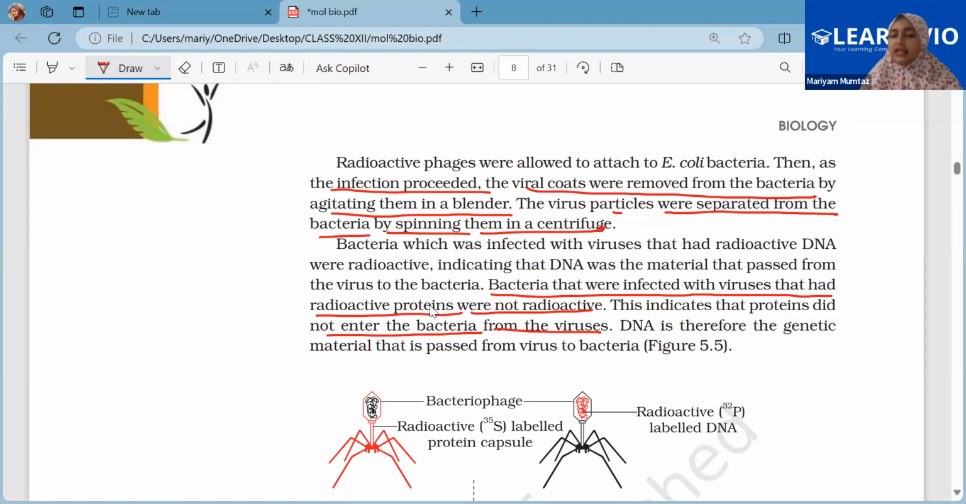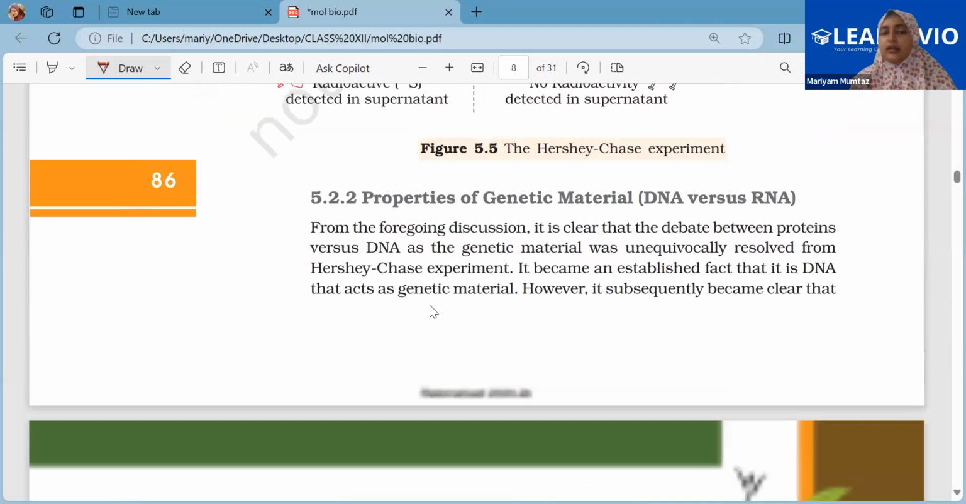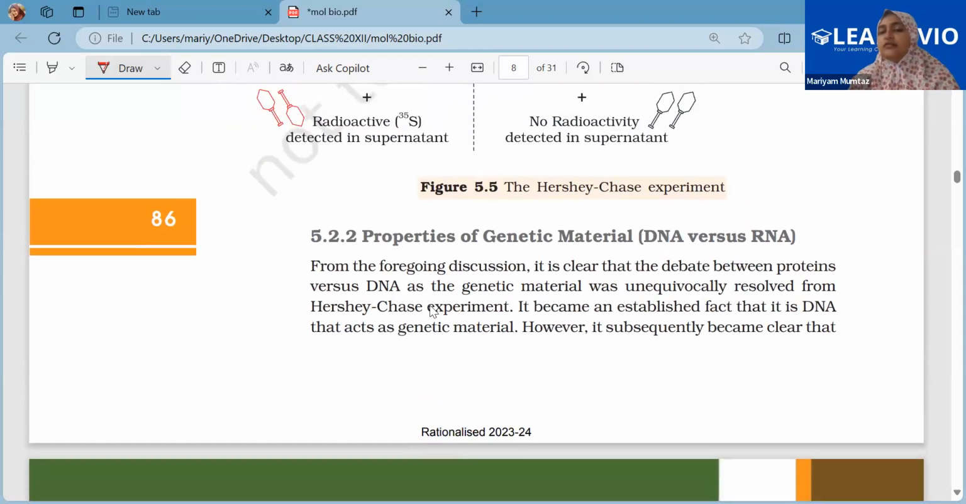It was the DNA. So with this experiment, they had concluded that DNA is the genetic material. Now, properties of genetic material, that is DNA versus RNA. Why is DNA the only genetic material? Why not RNA? This is what we will talk about right now.